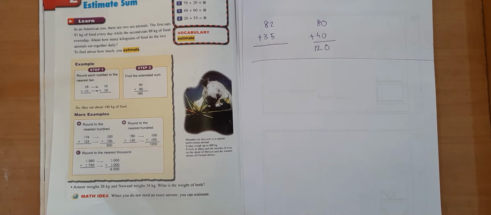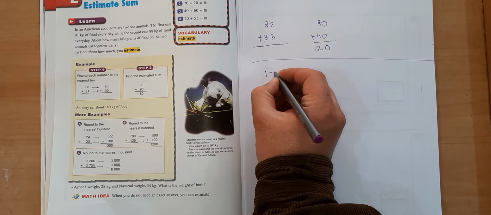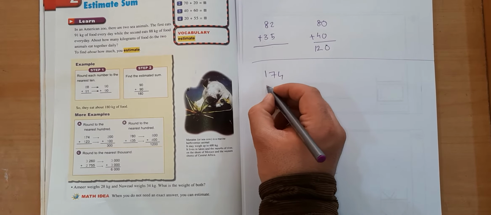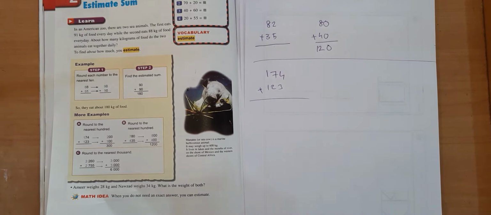And what if we add three-digit numbers like 174 and 123? What should we do in this case? First of all, since it's a three-digit number, we're going to round to the nearest 100. If it's a three-digit number, we round to the nearest 100. Then we're going to estimate the sum.